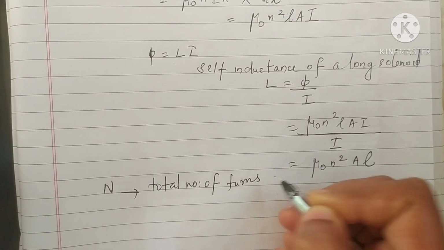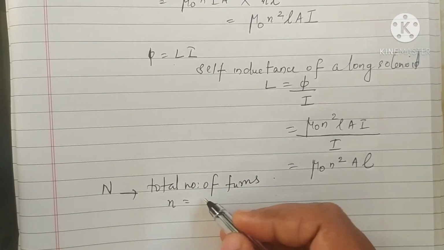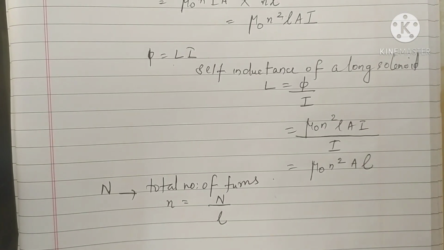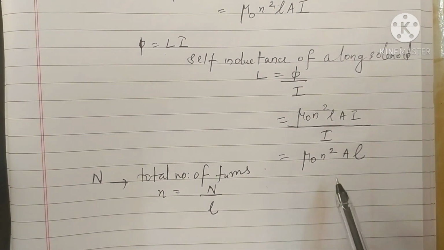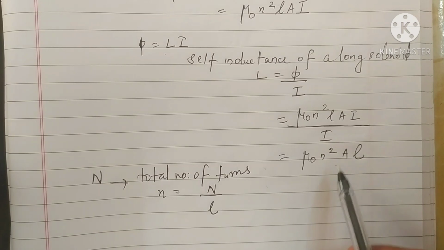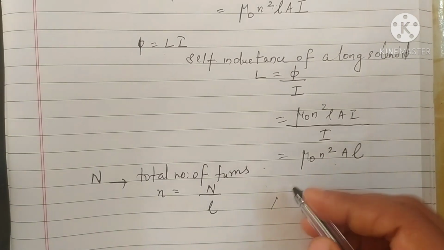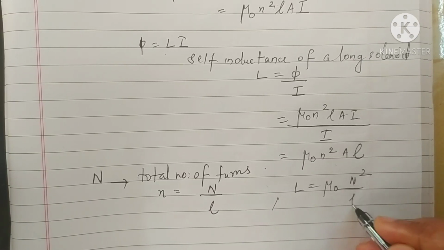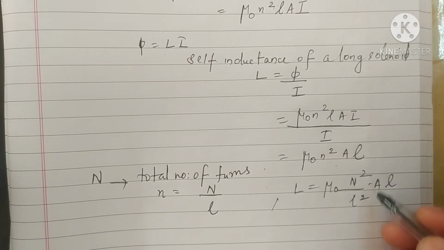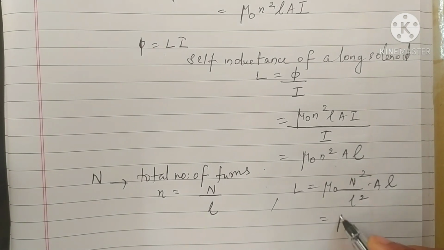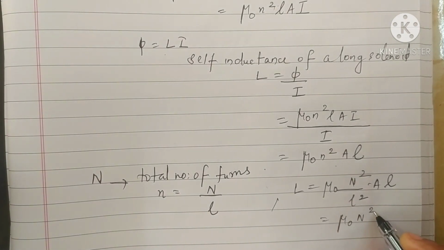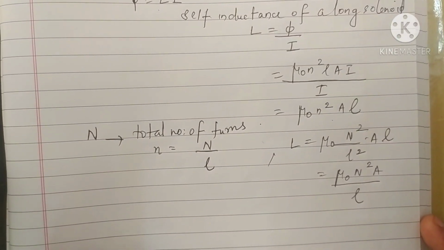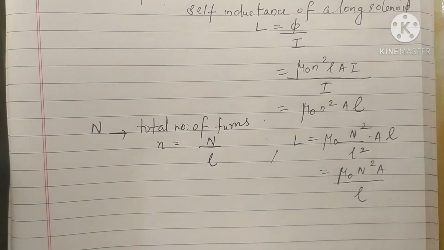Then you can write, small n means what? Small n is the number of turns per unit length, so small n is equal to N by L. Isn't it? In this expression, you can put that value, so that L is equal to mu naught N squared by L squared into AL. So L gets cancelled and the expression is mu naught N squared A divided by L.